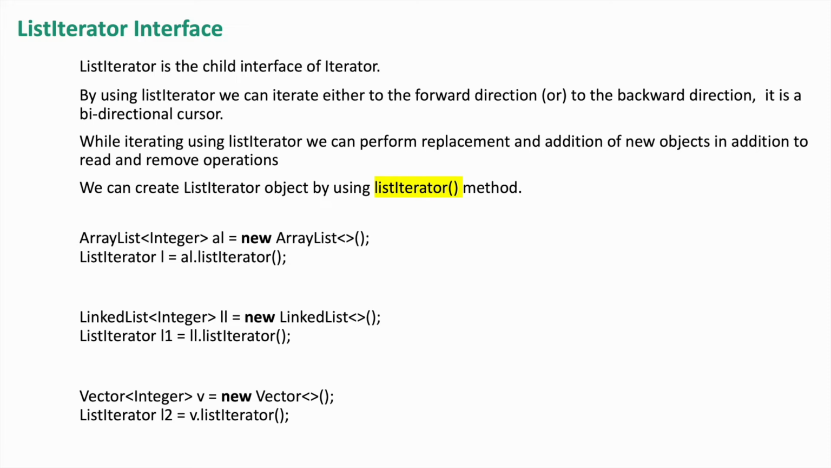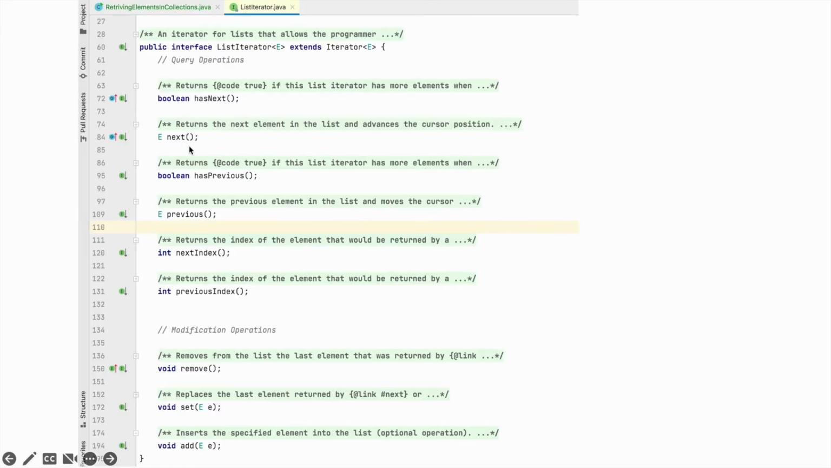This ListIterator interface is applicable only for the List interface and its implementation classes only. We cannot use this ListIterator for any other implementation classes. If you see the internal implementation of this ListIterator, it extends the Iterator interface. So ListIterator is a sub-interface of Iterator. And this ListIterator has 9 methods.